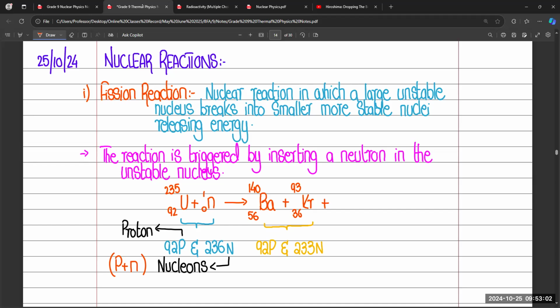So this equation can be completed by adding three more neutrons. Now you can see 233 plus 3, because 233 represents the number of nucleons, and number of nucleons is the addition of protons and neutrons. So if we add 3 more neutrons, it becomes 236 nucleons. So now you can see both sides are balanced.